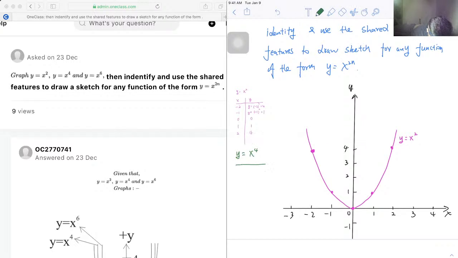Yep, so same thing. Let's plot the points. Find out the points first. So -2, that will be 16. -1, that will be 1. 0, 0, 1, 1, 2, 16.